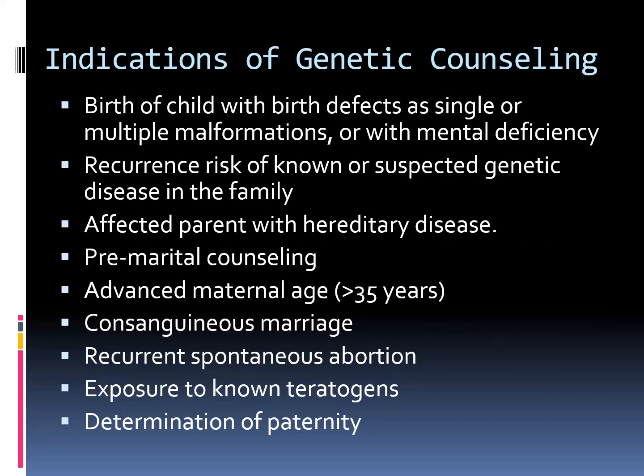What are the indications? There are many indications for genetic counseling. Some of them, which I'm just enumerating here, are the birth of a child with a birth defect. This could be one of the causes that families come asking about the possibility of having another child with the same congenital disease. And then an affected parent with a hereditary disease, like, as I said, diabetes mellitus. What is the possibility of transmitting it to your own children?